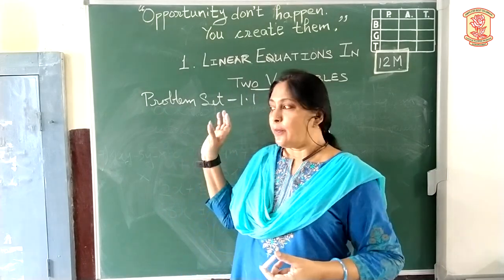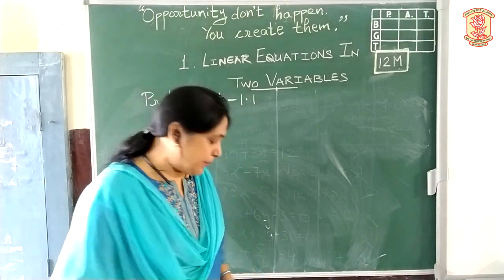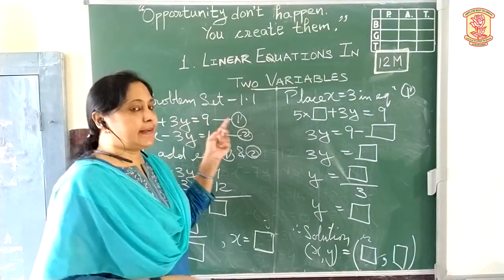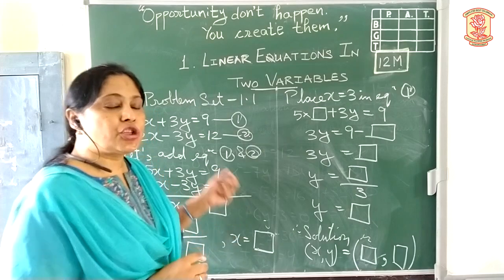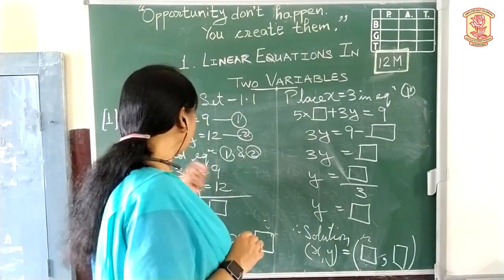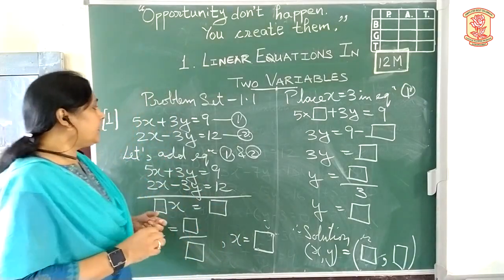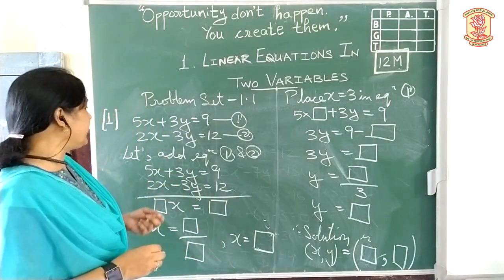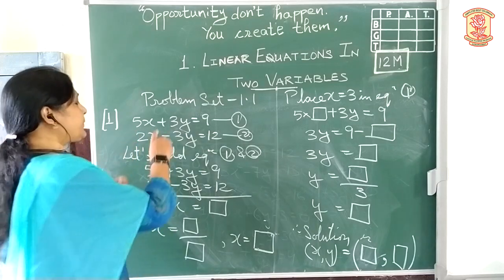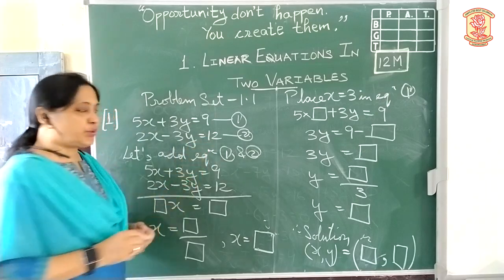There is a problem that is solved and we have to find out the missing number. Now here in this problem set 1.1, question number 1, there is an activity type of problem where you have to fill in the gaps, that is, fill in the boxes. The two simultaneous equations given here are 5x plus 3y equals 9 and 2x minus 3y equals 12.